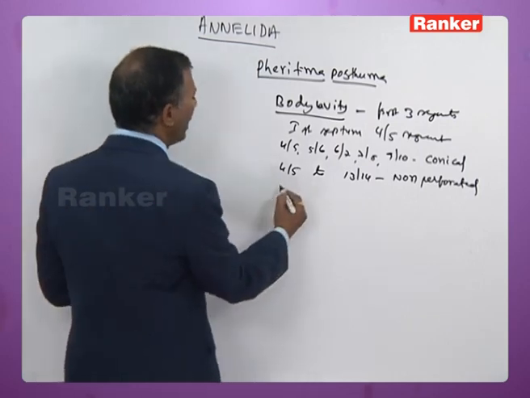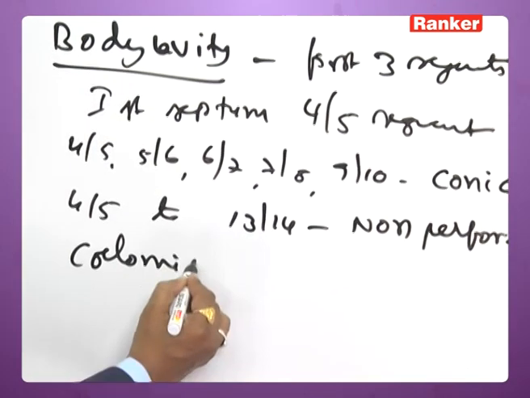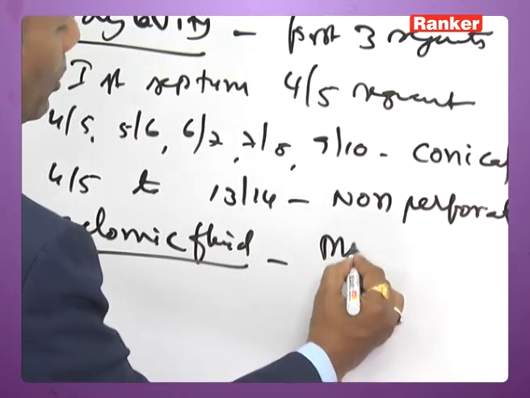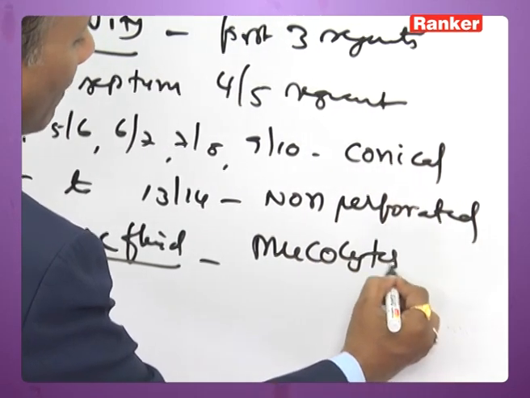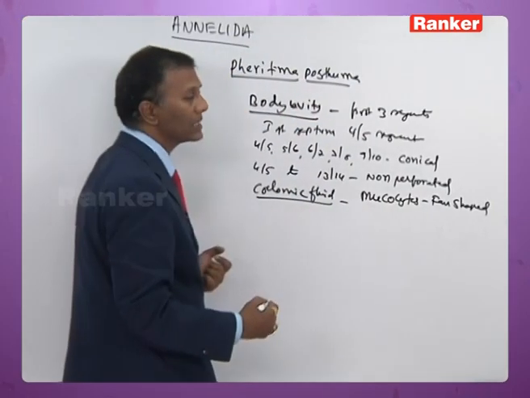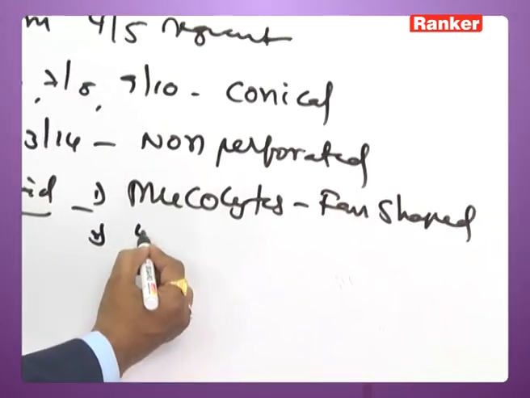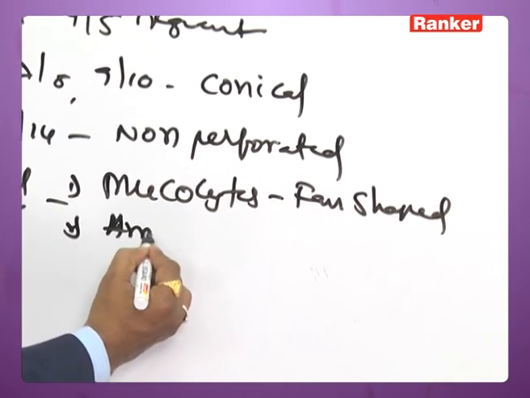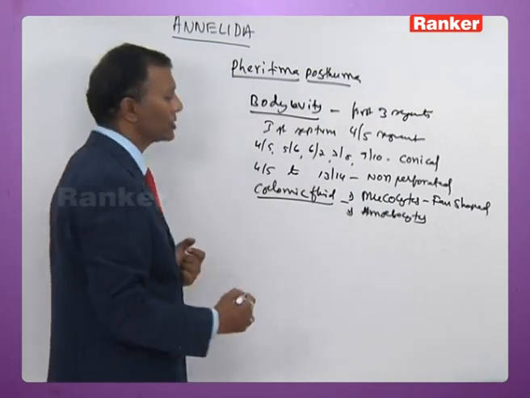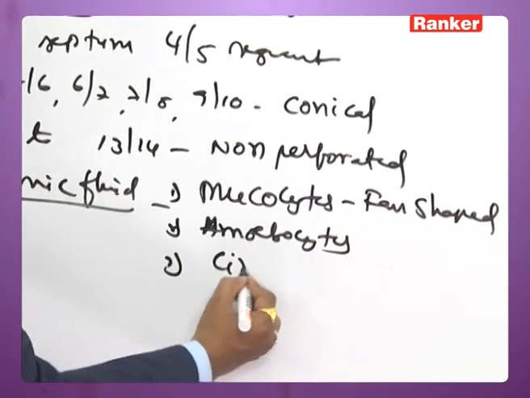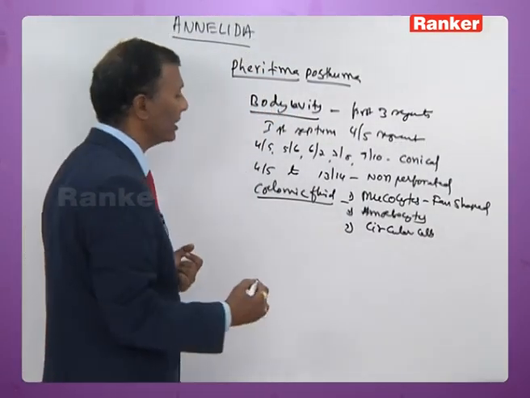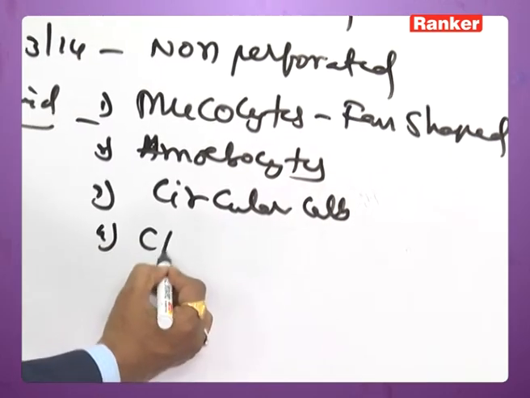Then the coelomic fluid of earthworm is alkaline. The coelomic fluid of earthworm contains mucocytes, which are fan shaped and secrete mucus. It also contains amoebocytes, which are phagocytic in function, circular cells, which are also supposed to be phagocytic in function, and chloragogen cells.